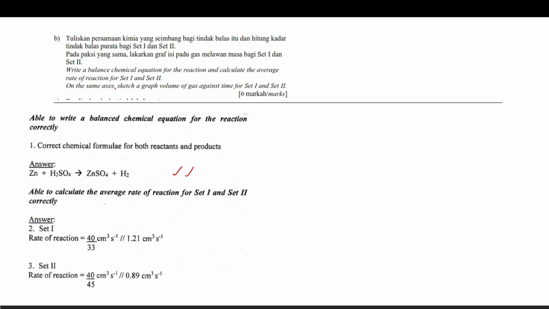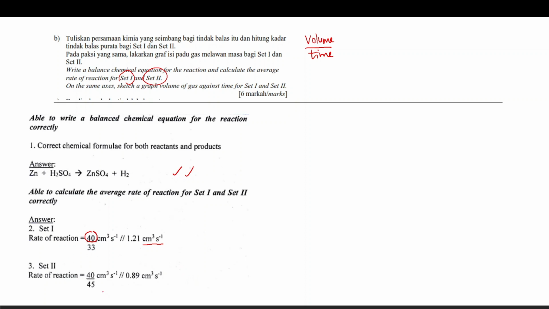Now calculate the average rate of reaction for set 1 and set 2. So for set 1, remember for the average rate, we need to calculate volume divided by the time. Don't reverse. Some students calculate time over the volume. So volume is given in the table, 40, right? Time taken 33. So use your calculator, you get 1.21 cubic centimeter per second. Unit must be stated correctly.